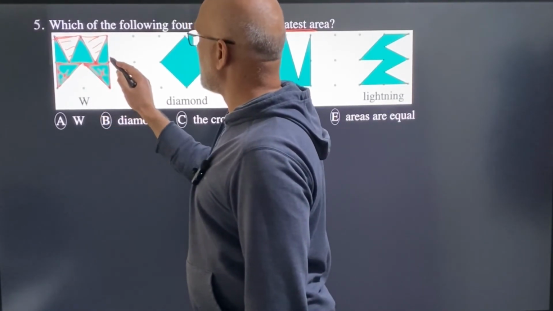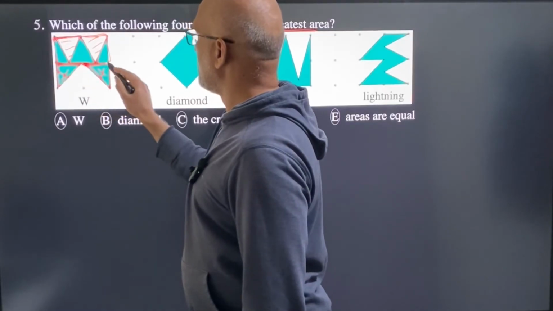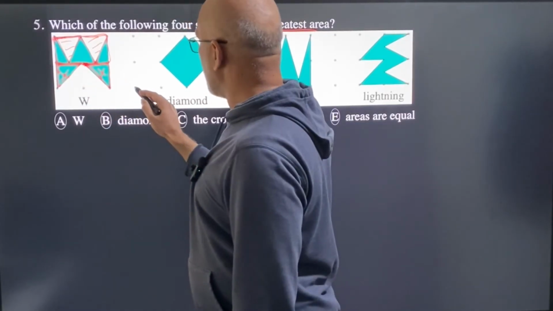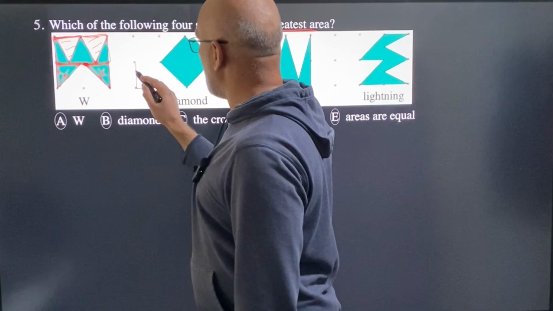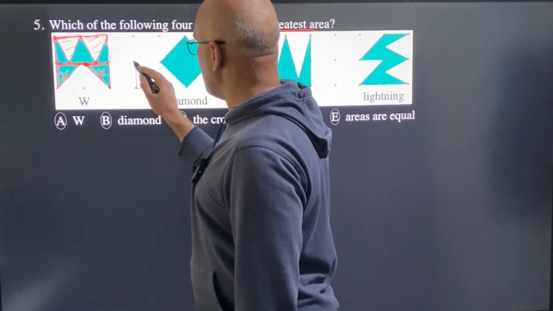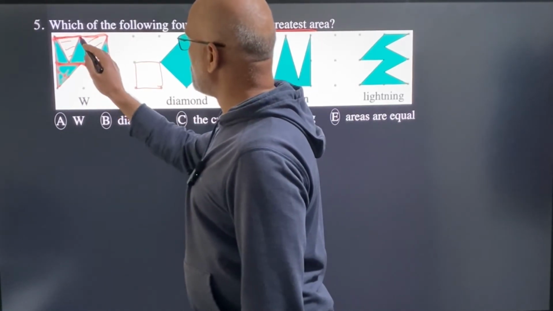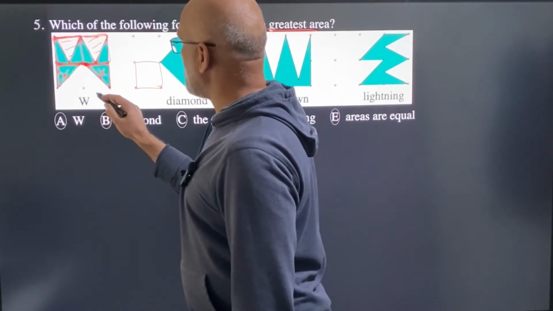So this whole thing is filled. If we consider this unit to be 1, this is also 1. So this area is 1, and this is 1, so I have 2 of those. So this area is 2.